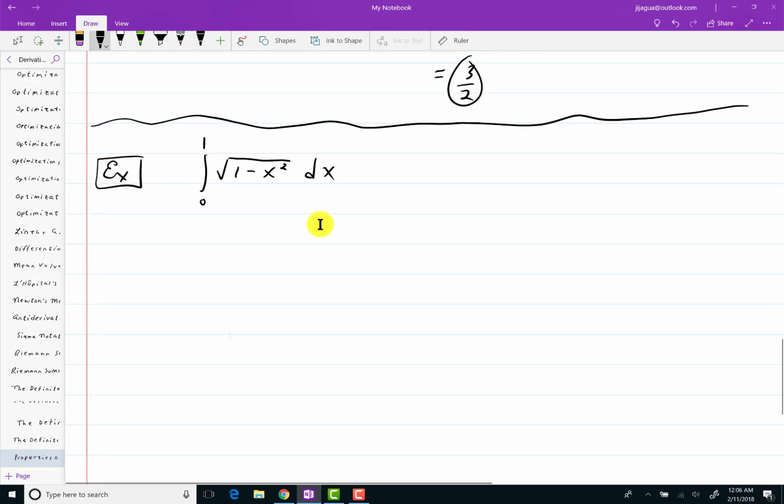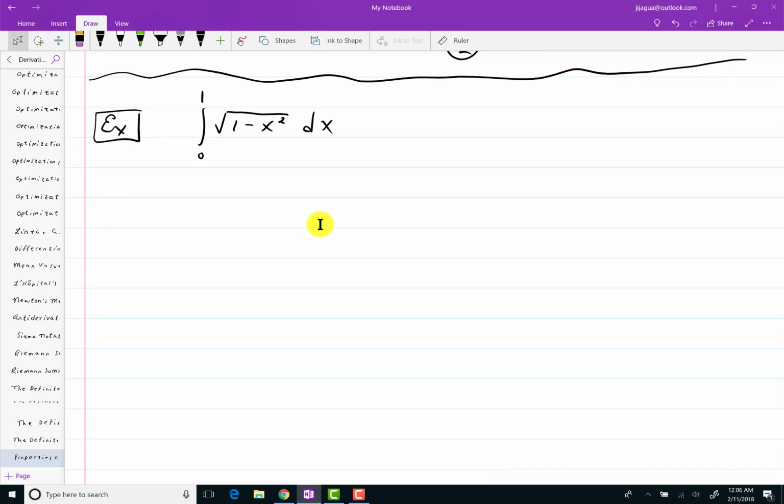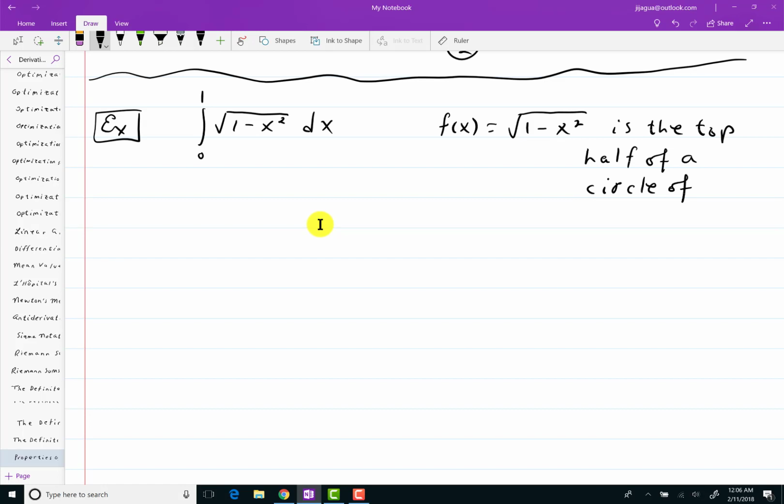Okay, consider the integral from 0 to 1 of the square root of 1 minus x squared dx. Well, you ought to know that f of x equals the square root of 1 minus x squared is the top half of a circle of radius 1. So with that in mind then, a picture that I would have would be something like this.